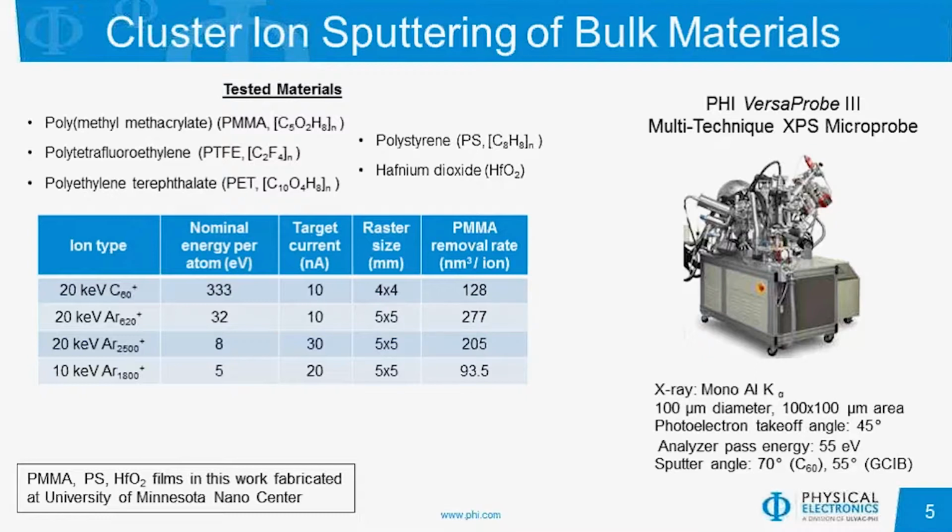And this work was done on a VersaProbe 3 instrument, where we have both the C60 and the GCIB and monoatomic argon all mounted on the same chamber.